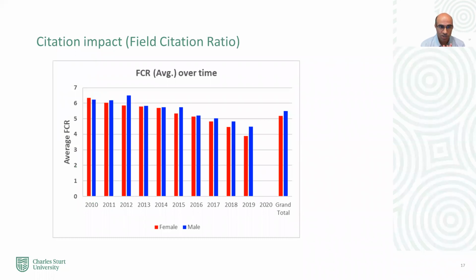We looked also at the citation impact. And for that, we used the citation index called field citation ratio from Dimensions. To explain this, basically, instead of comparing the number of citations a paper receives, this is a normalized citation index, which means it compares a paper with another paper from the same field of research and the same publication year. So it compares apples with apples, if you like, rather than comparing the citations of one paper with those of another paper that could be from another year and another discipline, which is not fair.